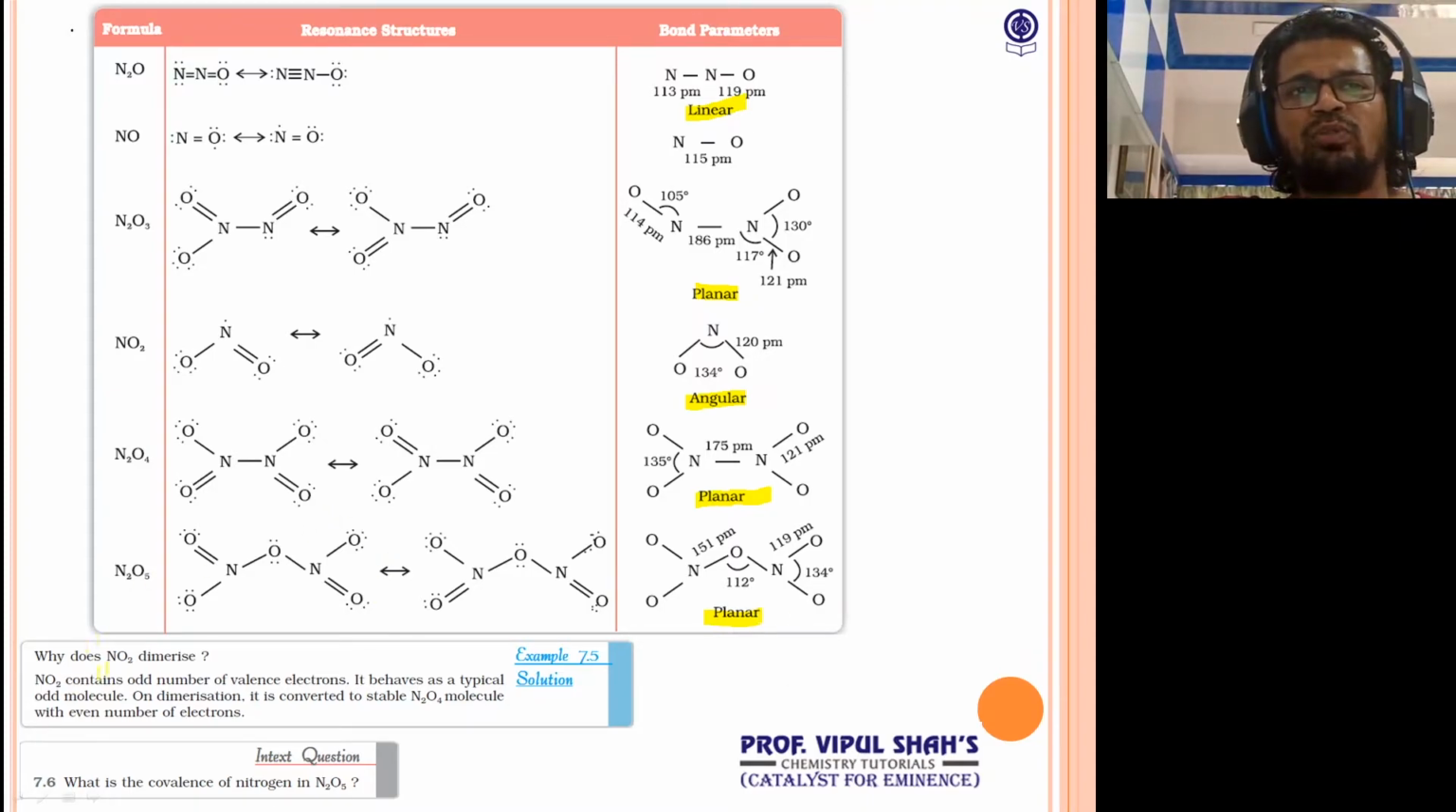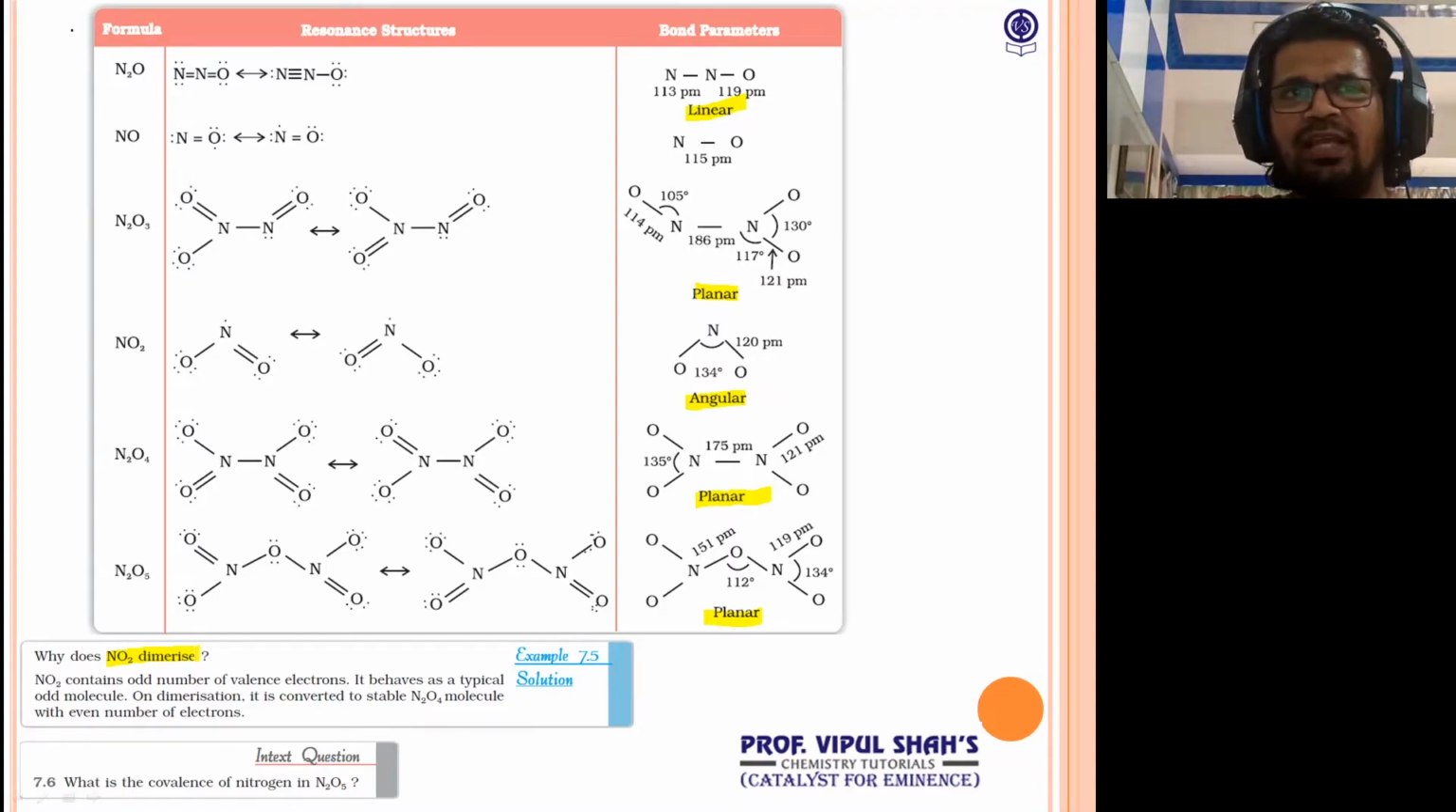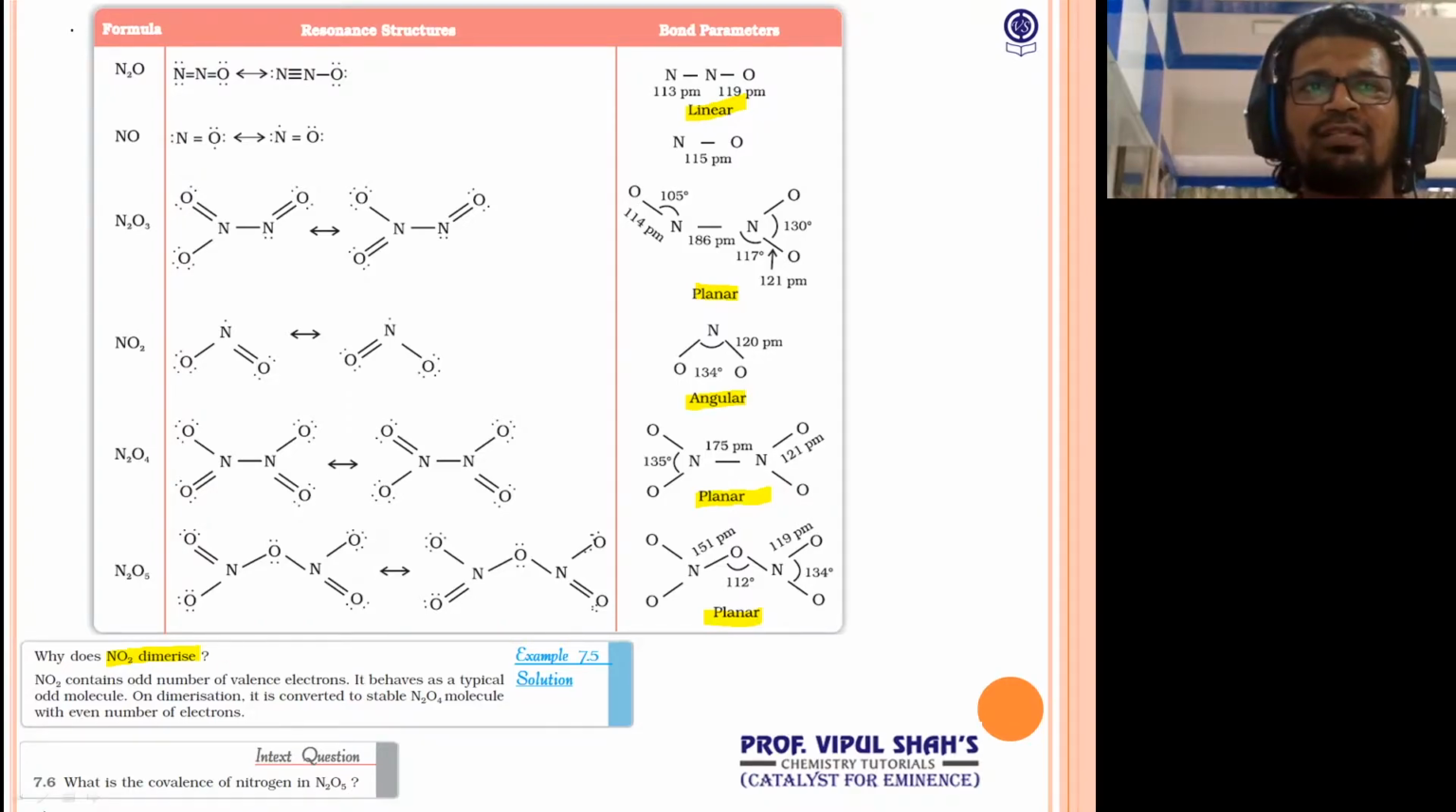Why does NO2 dimerize? Very simple, the reason for it to dimerize: NO2 has one unpaired electron on nitrogen. So as there is one unpaired electron, when the two NO2 combine, there's a formation of an N-N bond. That's why it can form N2O4. So NO2, because of the unpaired electron, is paramagnetic. But N2O4, it forms a dimer, it becomes diamagnetic. So NO2 contains an odd number of electrons, and on dimerization, it has an even number of electrons. That's diamagnetism.